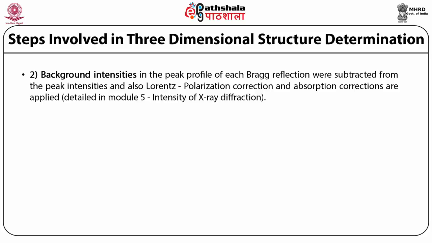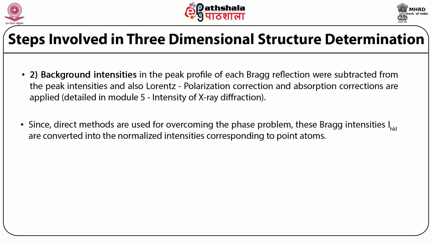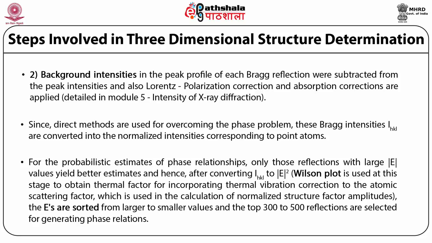Since direct methods are used for overcoming the phase problem, one assumes point atoms. So whatever intensities you get corresponding to spherical atoms have to be converted into the normalized intensity variable, mod E. Already we have given the formula for that. This corresponds to point atoms. For the probabilistic estimates of the phase relationships, only those reflections with large E values yield better estimates, and hence after converting the intensity of HKL to the square of the normalized structure factor amplitude, here we use the Wilson plot to make use of the thermal factor. These E's are sorted from larger to smaller values, and usually the E values of up to 500 reflections are selected for generating the phase relationships.